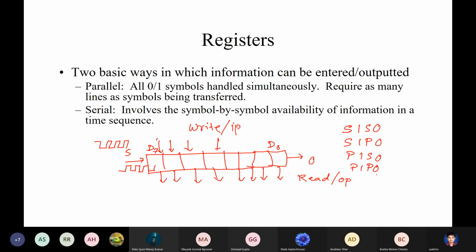And serial in, parallel out is when maybe you are reading from a keyboard in a serial manner and storing it in a register. And maybe the other way around is parallel in, serial out. So there are these different modes. Since the transition diagram would be different for each of these modes, you have different kinds of logic for implementing each of these modes.